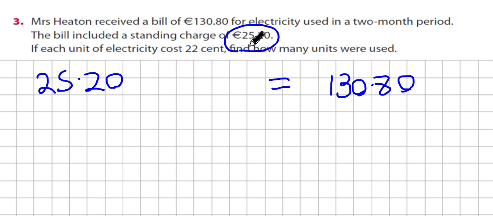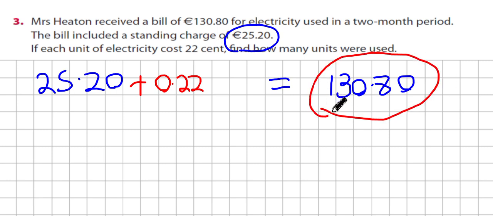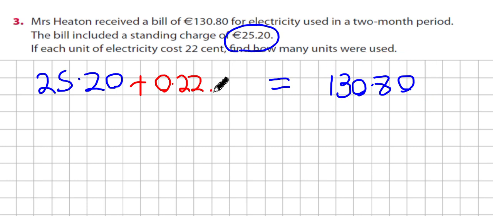Agreed? Then what happens next is you have a cost of 22 cents. So 0.22. Why did I change it to 0.22? Because the answer is given in euro and cents, not just cents. Is that okay? Next thing, let x be the number of units I used. So 0.22 multiplied by the number of units, added on to the €25.20 gives me the grand total of €130.80. Who knows how to finish this?